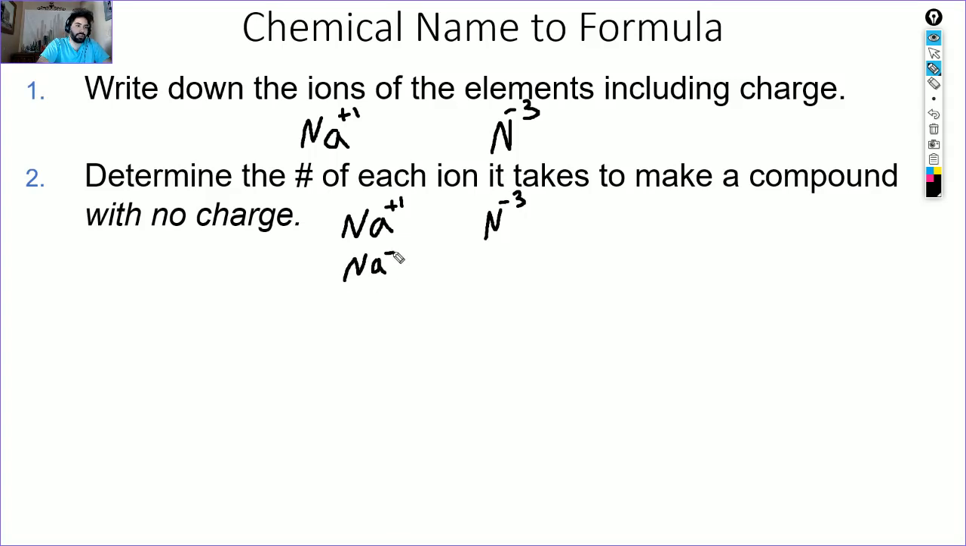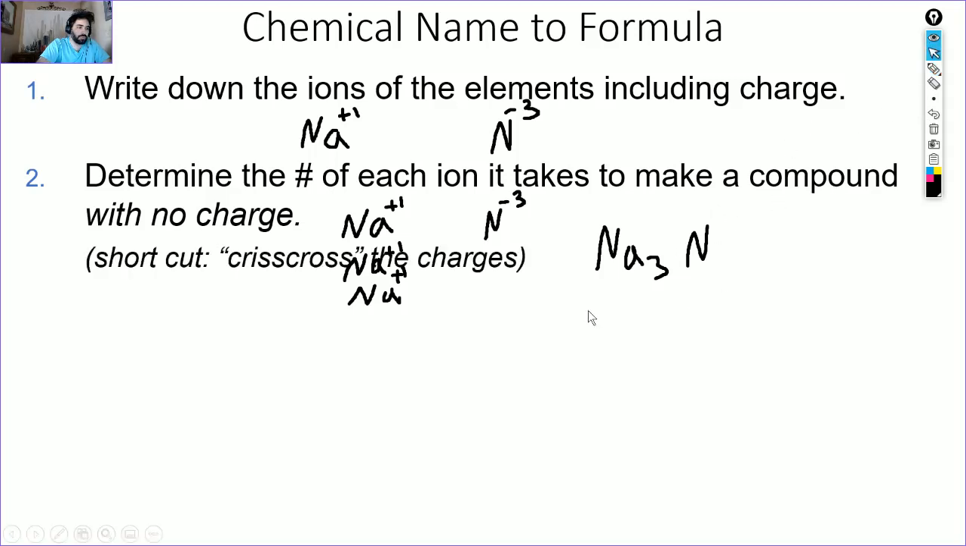If I have one more sodium, that's another +1 charge, and if I have a third sodium, that's another +1 charge. So now in total, I have a +3 charge and a -3 charge. That balances. So in order for this to be a compound, you would have to have 3 sodiums and 1 nitrogen. And this is the way we would do this. We're going to do this in a way that's called the crisscross method. I'm not going to explain it right now. You can probably assume based on what information I gave you what it is, but we'll talk about it.